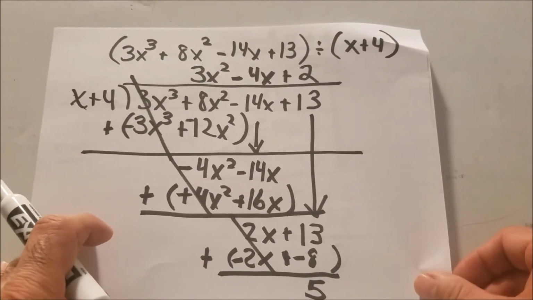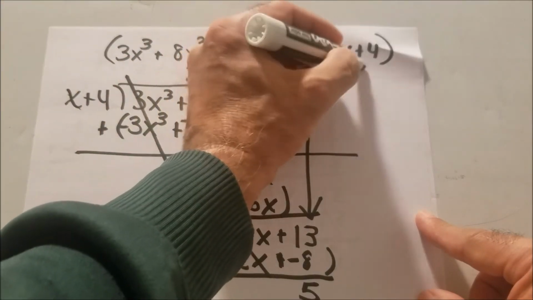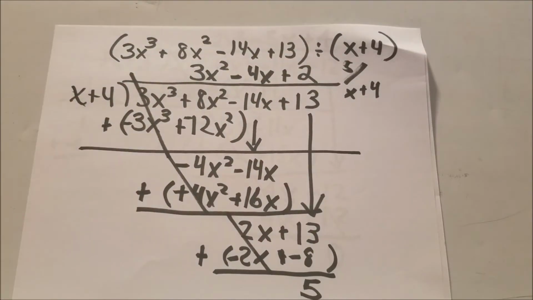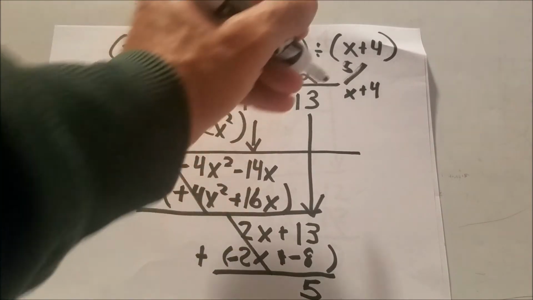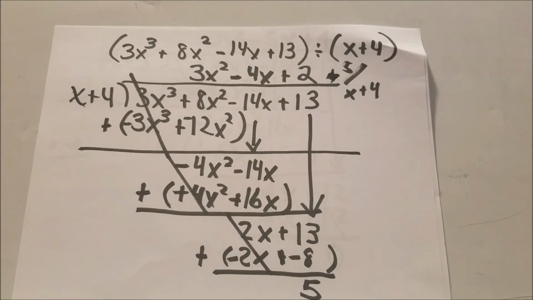So we can use the same thing here. The answer will be this, and then it'll be 5 over x plus 4. And by the way, since the 5 over here is positive, we're going to just make it plus, right there. That's the remainder. Let's do another one so you get used to it.